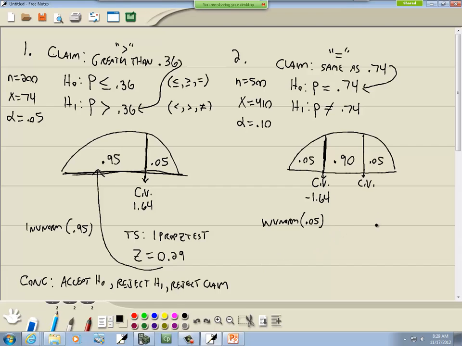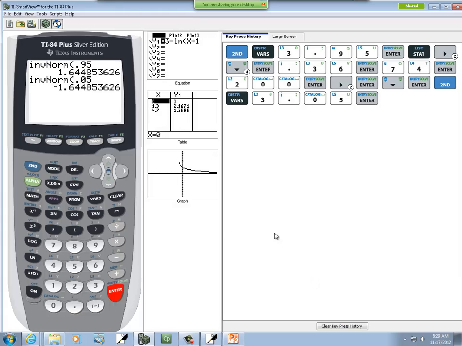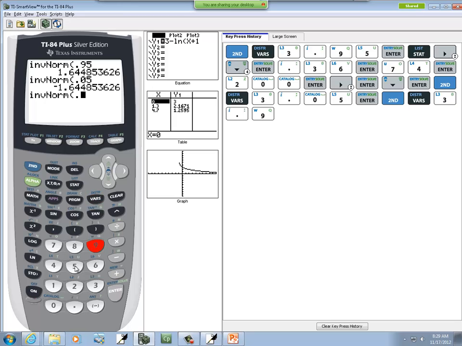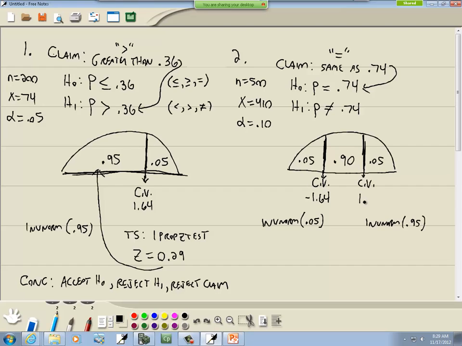Now this one over here, the area to the left, you have to add up all the areas to the left. The 0.05 plus the 0.90. So we're going to plug in 0.95. So if I do second vars, INV norm 0.95 enter, we get 1.64. And those are our critical values.